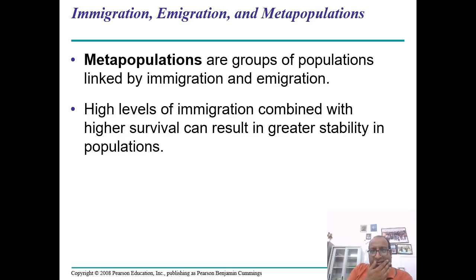So, immigration and metapopulation. Metapopulations are groups of populations linked by immigration and emigration. Means these populations are constantly in a moving condition. High level of immigration combined with high survival can result in greater stability in the population.